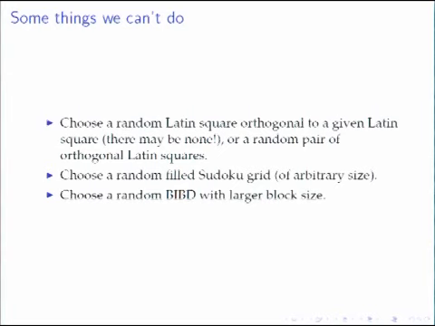Balanced incomplete block designs with block size larger than 3. How do you choose randomly from those? These are all things where the search space is huge, and you might like to try and get your hands on it by some kind of Markov chain method, but as yet we don't know how to do it. So, thank you.